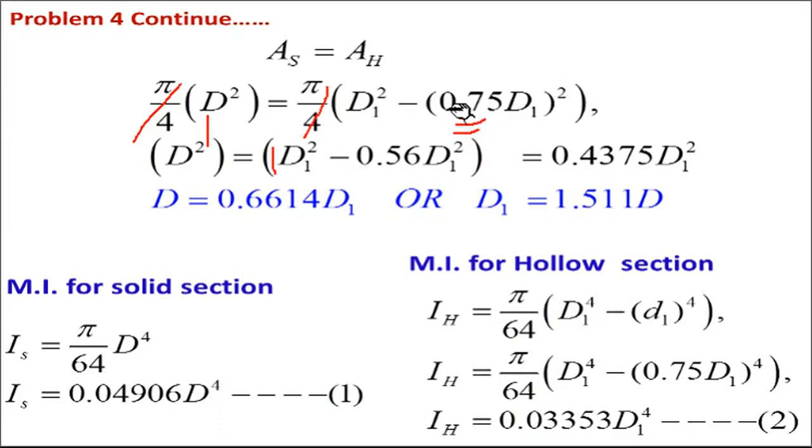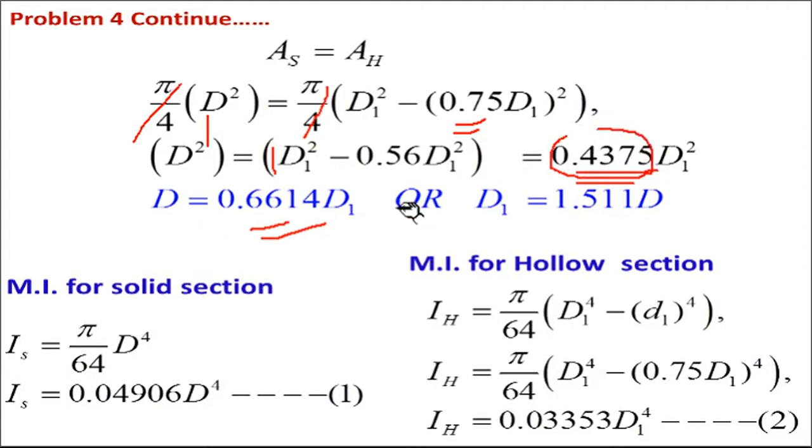Okay, so 0.75 bracket square will be 0.56 d1 square. So 1 minus 0.56, here you will get 0.4375 d1 square. So you got the relation D square is equal to 0.4375 d1 square. If you take the square root of this, you will get capital D is equal to 0.6614 d1.